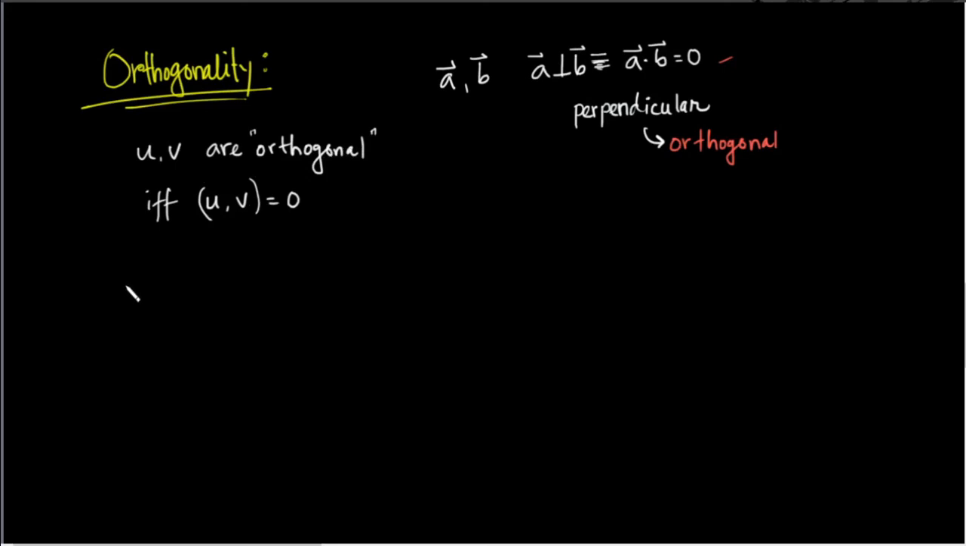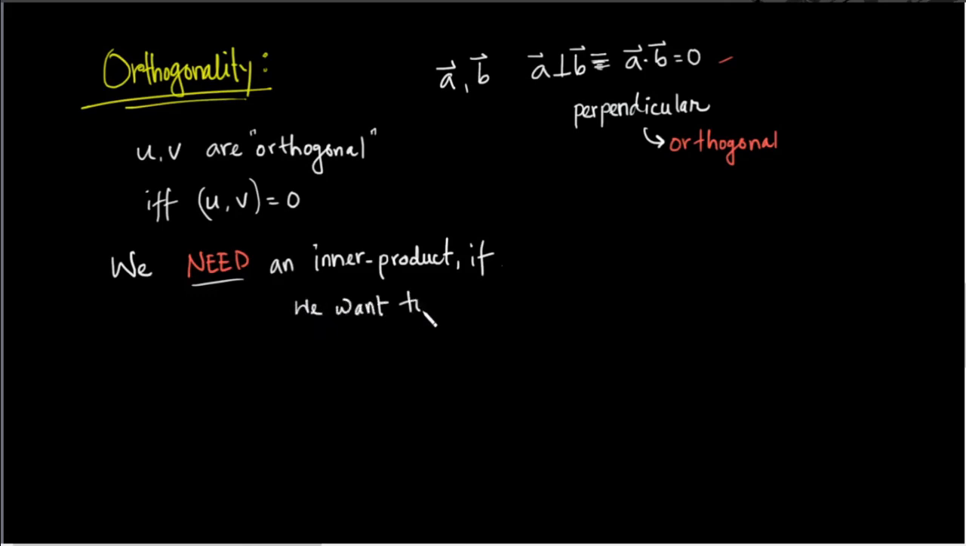One thing to notice here is that we need to define an inner product if we want to define orthogonality. Without the definition of an inner product, we cannot actually define the relation for orthogonality.